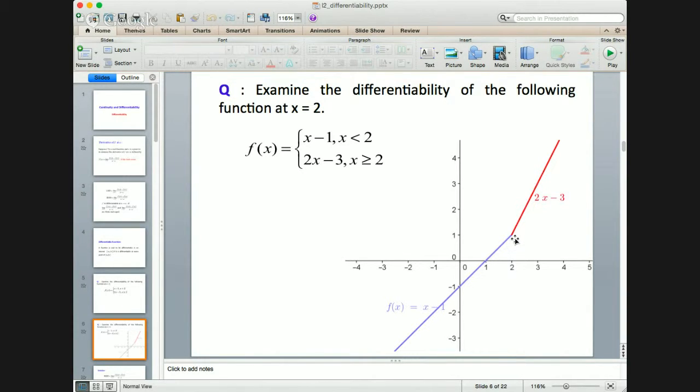And at 2, whether you come this way or that way, the height of the function is 1. So there is no gap in the graph. It's very clearly a continuous function graphically when you examine. If you do it algebraically, you will also get the same conclusion.